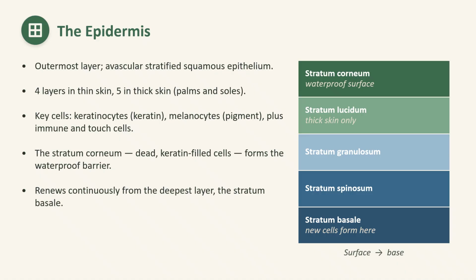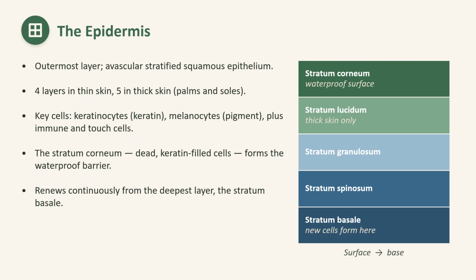Now let's go layer by layer, starting at the top with the epidermis. Remember that key vocabulary word, avascular. The epidermis has no blood vessels of its own, so it receives its nutrients by diffusion from the dermis below. Its tissue type is stratified squamous epithelium, meaning many flattened layers of cells stacked on top of one another. Those layers, or strata, are shown on the right.